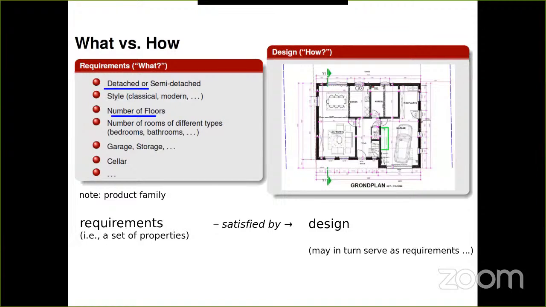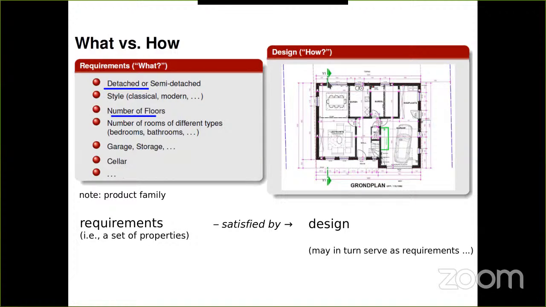We have requirements and we have design. In engineering, at least, we have, for example, the desire to build a detached house, modern style, 2 floors, 2 bedrooms, 2 bathrooms, 1 garage, 1 cellar, and so forth. That's a set of requirements. By the way, here I have a product family because I actually allow many choices. So that's a family of choices. But if I make a particular choice, I've underlined a few of them here in blue, then I have requirements.